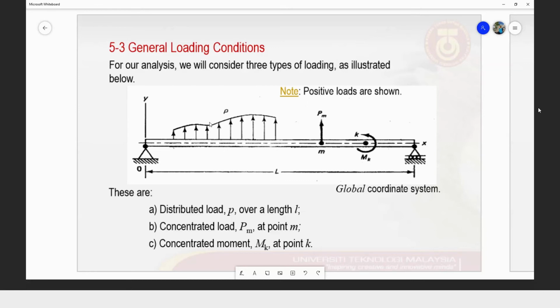Untuk beam ni, dia biasanya masuk dalam test 2 lah nanti, dalam ujian 2. Okay, dalam final exam dia tak ada beam, tapi dia akan ada frame which is in the same topic tapi dia dekat belakang sikit. Alright, kalau tak ada salah saya proceed.